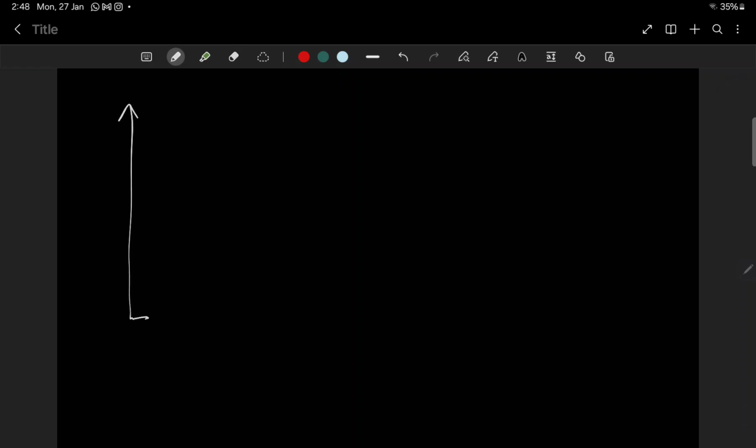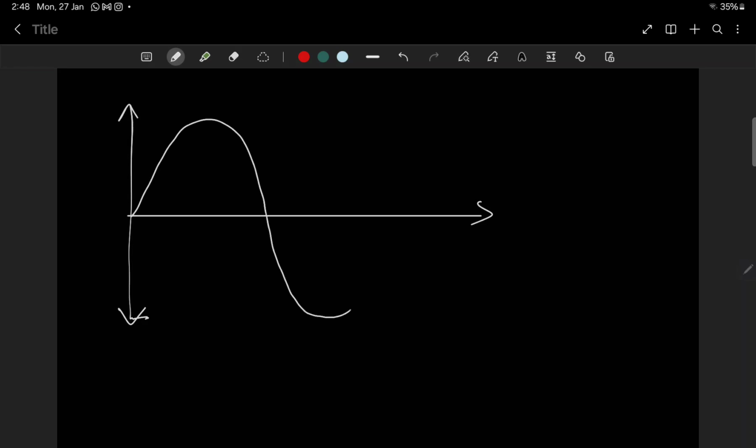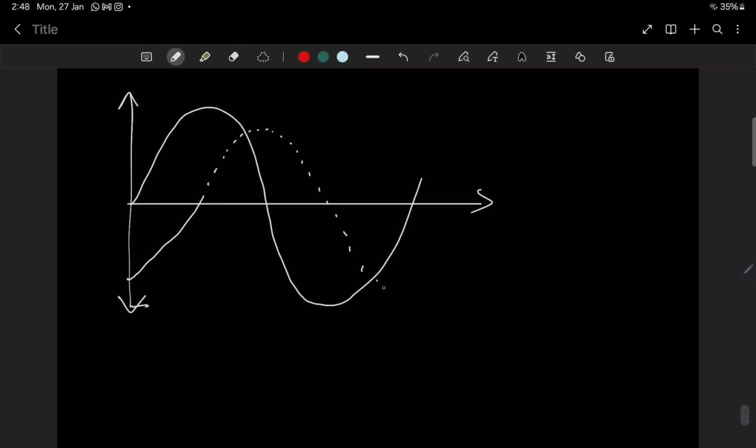Now when we draw the graph, the current is lagging pi by 2 behind the voltage. We should draw everything properly, otherwise children will draw the same. Less amplitude. This will be the current, this will be the voltage. So this is the diagram, with omega t on the axis.